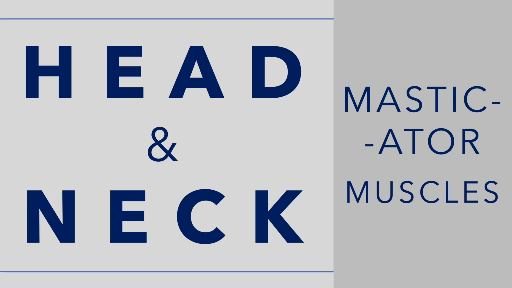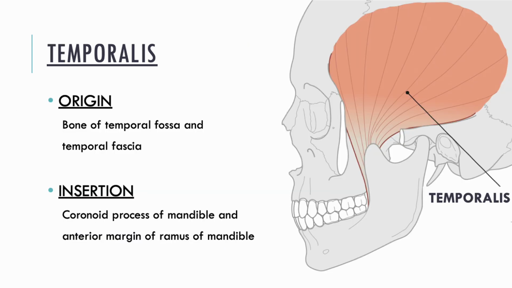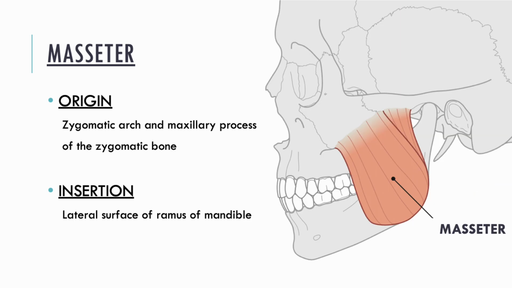In this presentation, we will look at the masticator muscles. So we have already discussed there are four muscles of mastication: the temporalis, the masseter, medial pterygoid, and the lateral pterygoid. The temporalis muscle takes its origin from the temporal fossa and the temporal fascia and inserts onto the coronoid process of the mandible and the ramus of the mandible.